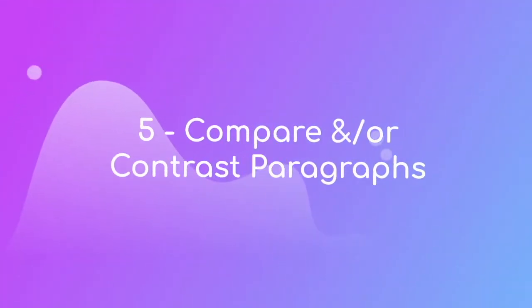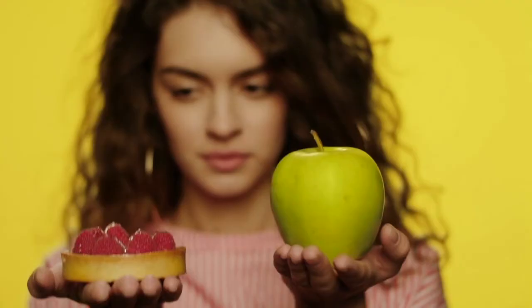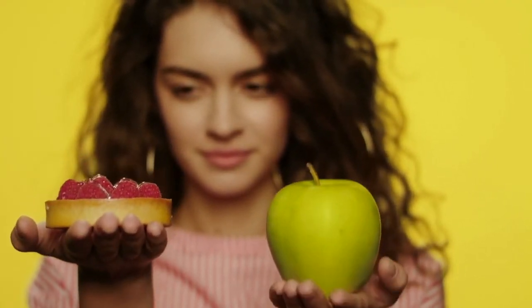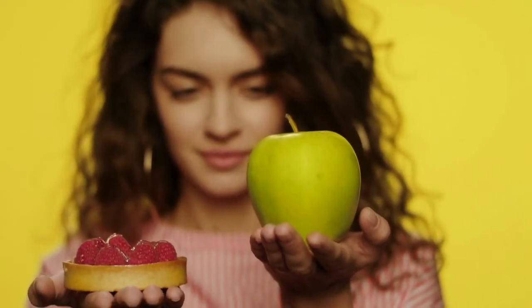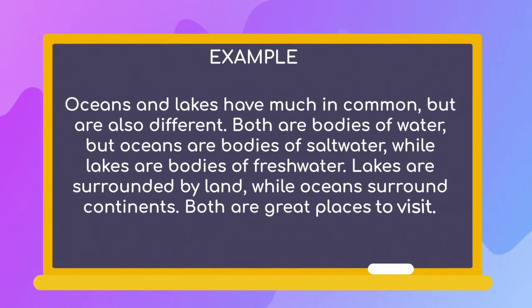Number 5, compare and/or contrast paragraphs. Compare and contrast paragraphs are useful when you want to look at the similarities and/or differences between two things. Sometimes these paragraphs can be divided into two separate ones. Here is an example. The purpose of this paragraph is to compare and contrast a lake and an ocean. In compare and contrast paragraphs, there can often be a combination of facts and opinions depending on the subject.